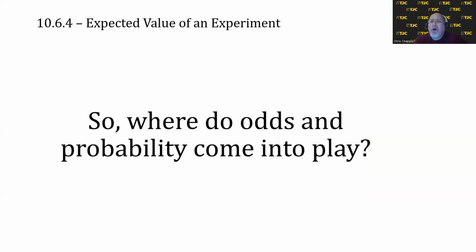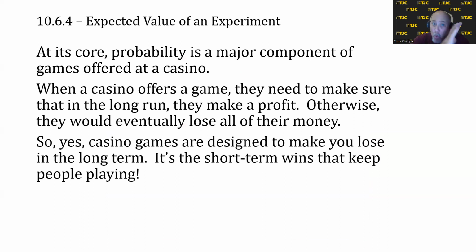So, where do odds and probability come into play? Well, they come into play in the calculation of something called expected value. At its core, probability is a major component of games offered at a casino. When a casino offers a game, they need to make sure that in the long run they make a profit. Otherwise, they'd eventually lose all of their money. So yes, casino games are designed to make you lose in the long term. It's the short-term wins that keep people playing. Ooh, I won. Let's play some more. Keep playing and watch all your winnings evaporate. Math says it's going to happen unless you stop.